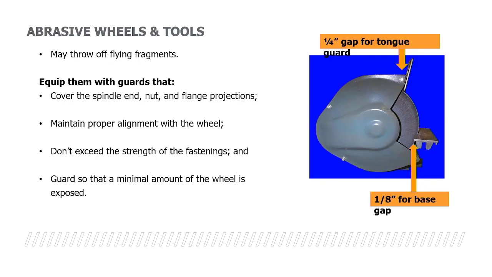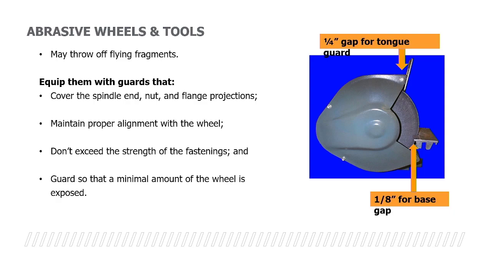Abrasive wheels and tools may throw off flying fragments. Okay, we're talking about grinders, or abrasive wheels. The cover of the spindle end, nut, and flange projections shall be installed. Make sure they're properly aligned with the wheel. The other thing is they do not need to exceed the length of the fastenings. And the guards should be set so that a minimal amount of the wheel is exposed.